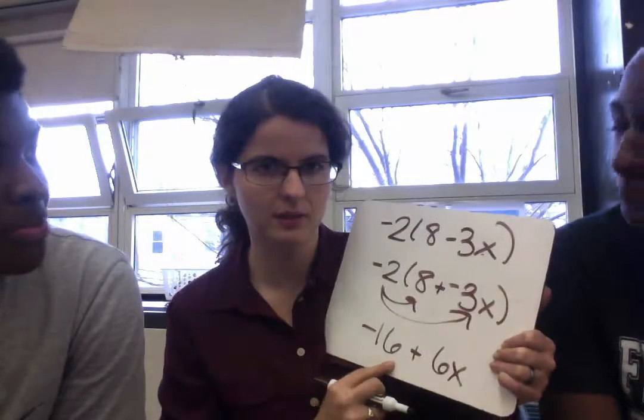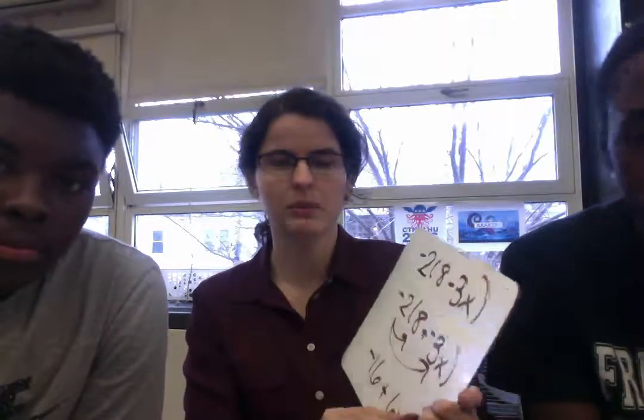So, a pretty short set of things today, but 2 things to be paying attention to. How can you turn subtraction into addition? And what happens when you're multiplying by negative numbers?